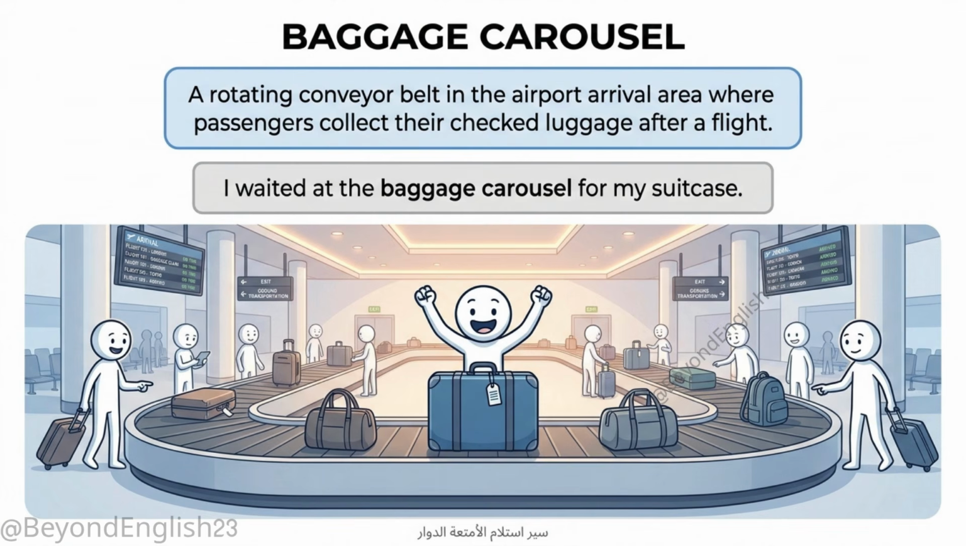17. Baggage carousel. A baggage carousel is a rotating conveyor system located inside the baggage claim area where passengers collect their checked luggage after landing. It is specifically designed for passengers to retrieve their bags. Example, I waited at the baggage carousel until my suitcase appeared.